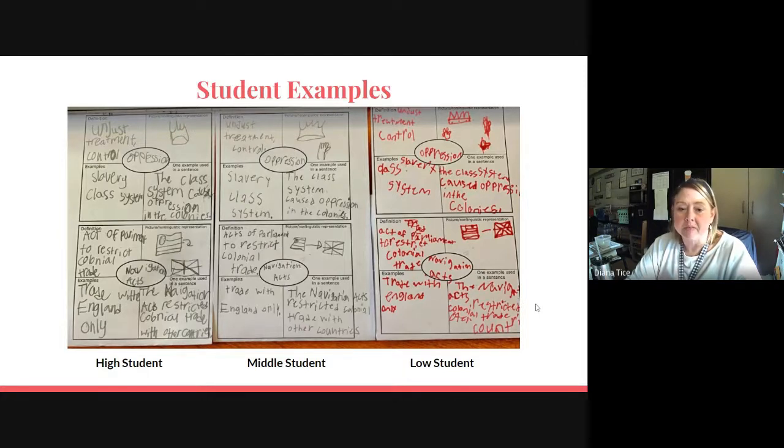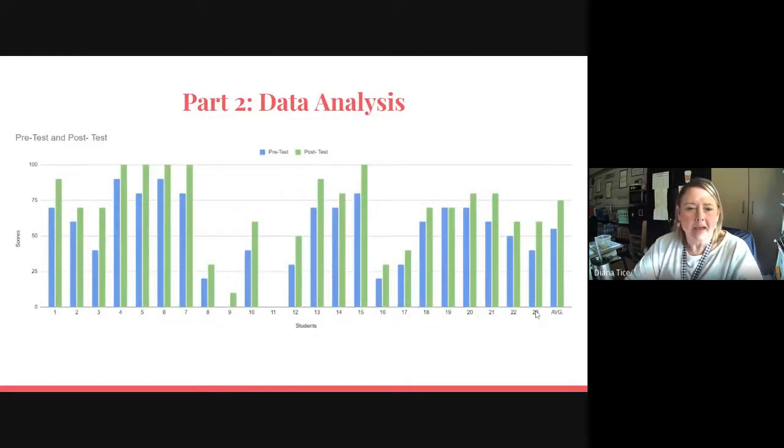So I think they did a great job with this, and they really honestly enjoy the model that we're using. Most of my students love using graphic organizers. But the FRAIR model, they have really just taken to the FRAIR model, and they enjoy filling those out. So, and now the data. Part 2 is the data analysis.